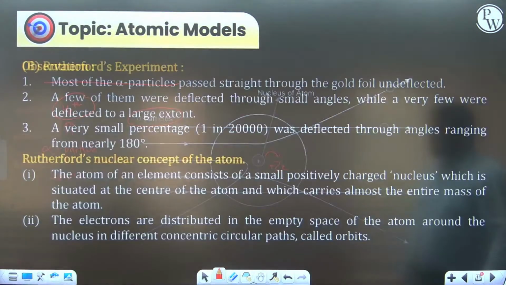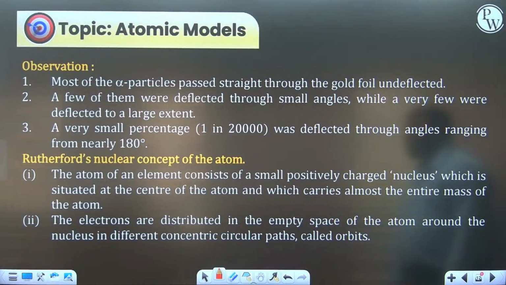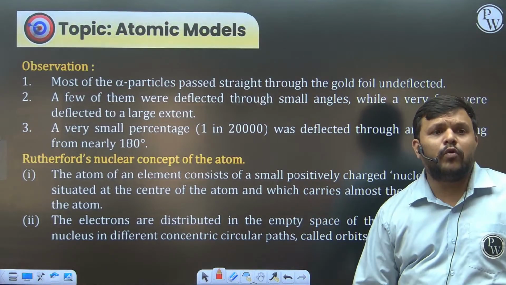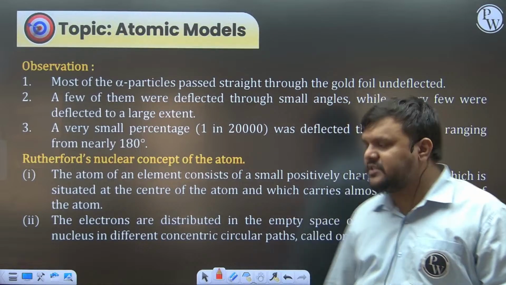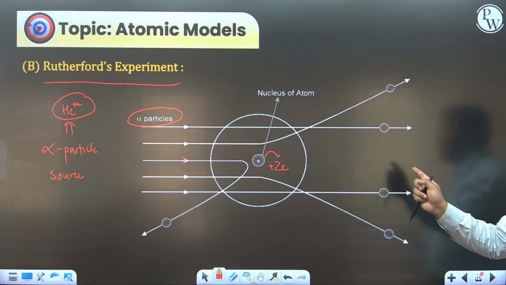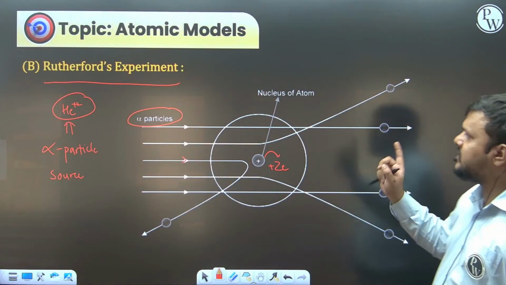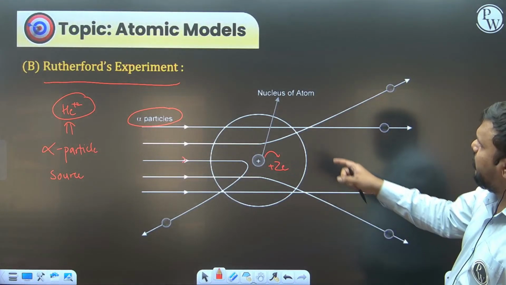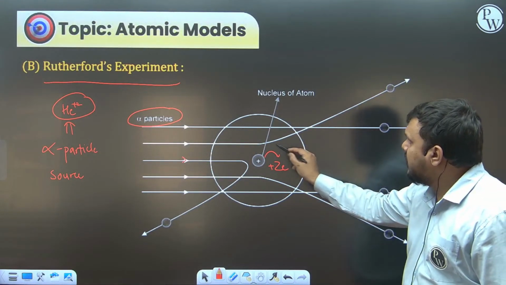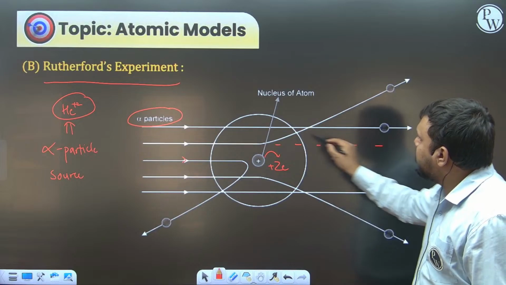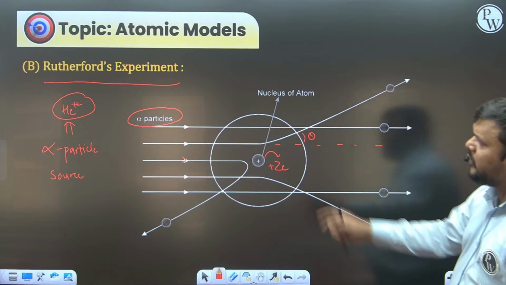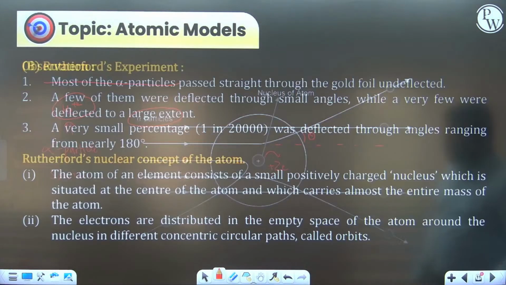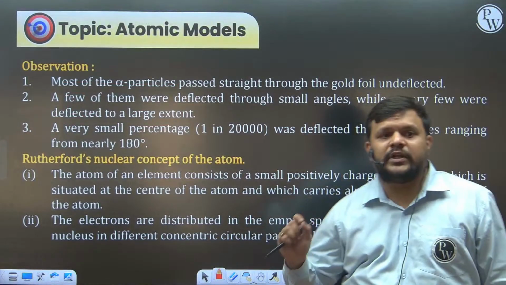So what were the observations that he saw? The observations were that most of the alpha particles passed undeflected. You can see over here, most of the alpha particles pass undeflected. Some were deflected by an angle theta. And 1 in 20,000 rebounded back.